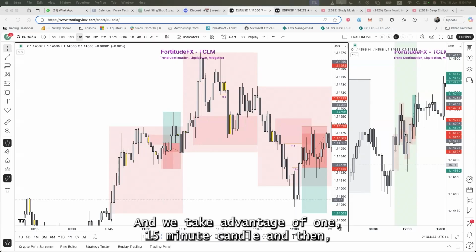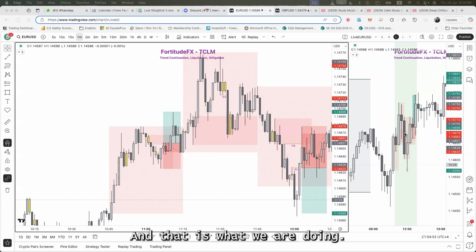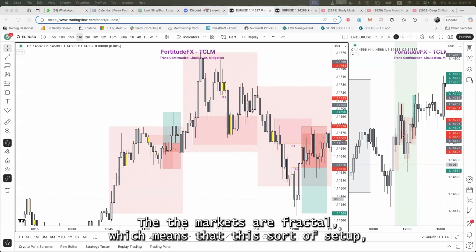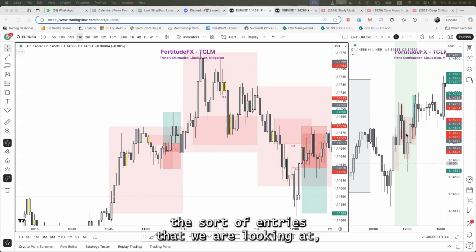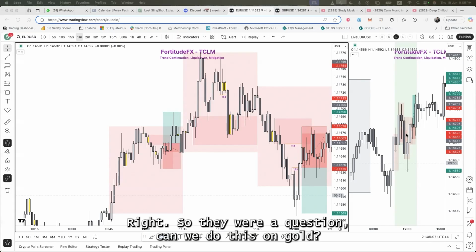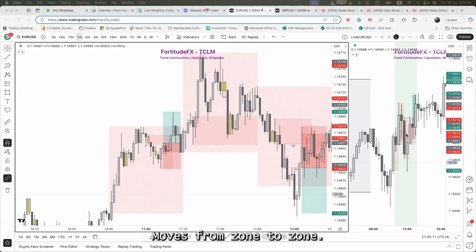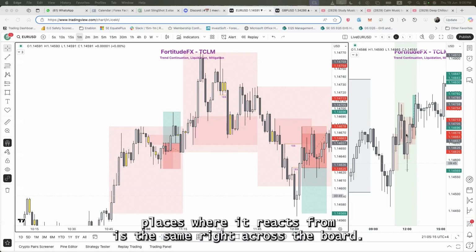We take advantage of one 15-minute candle and then ride that trend into the second 15-minute candle. Yes, and that is all what we're doing. The markets are fractal, which means that this sort of setup, the sort of entries that we're looking at, you can implement them on any asset class, right? So there were questions: can we do this on gold? There were questions: can we do this on indices? Market moves from zone to zone, and I will explain what that means. The places where it reacts from is the same right across the board.